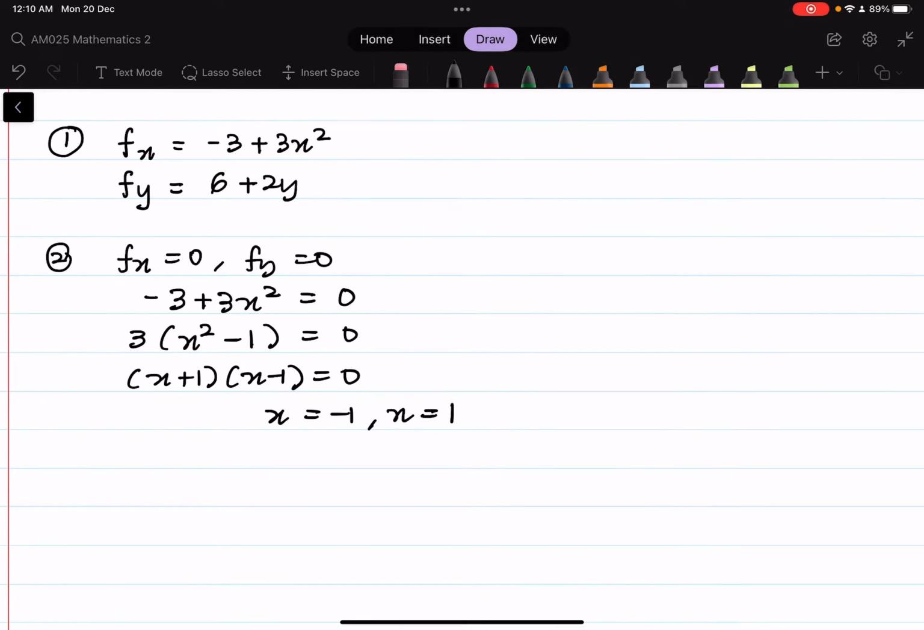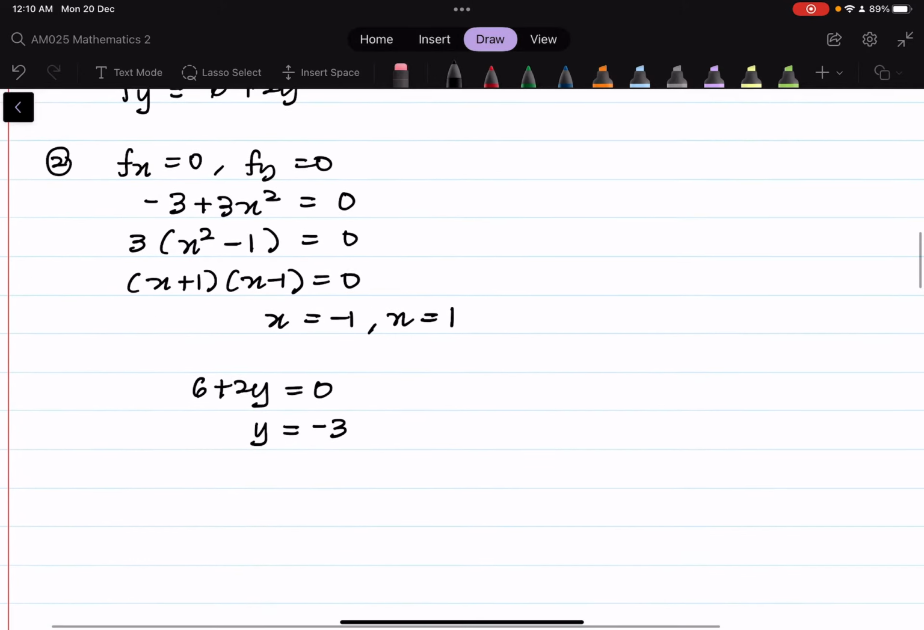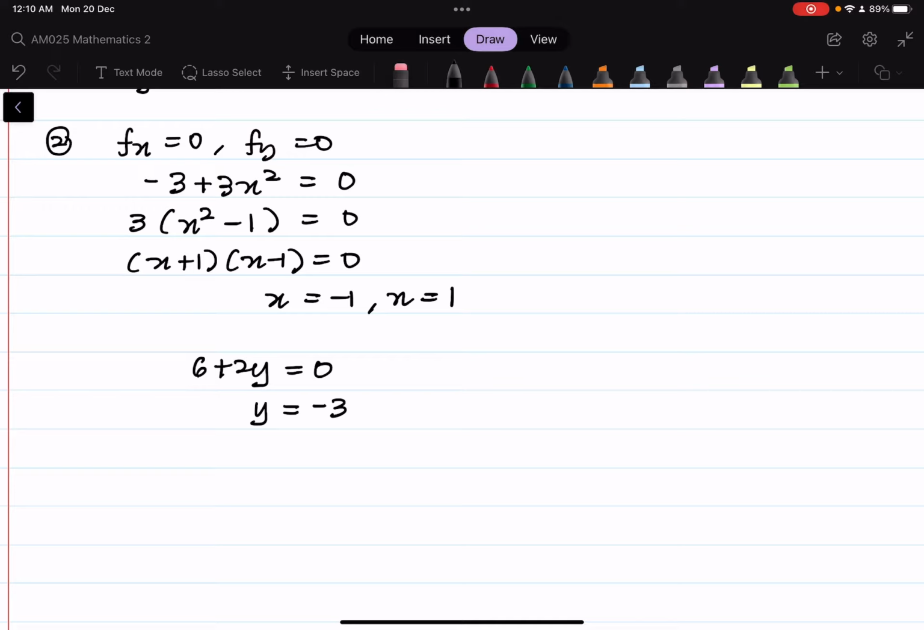For f sub y equals 0, we have 6 plus 2y equals 0, then y equals negative 3. So we have two critical points, which are negative 1, negative 3, and positive 1, negative 3. So these x values share the same y.